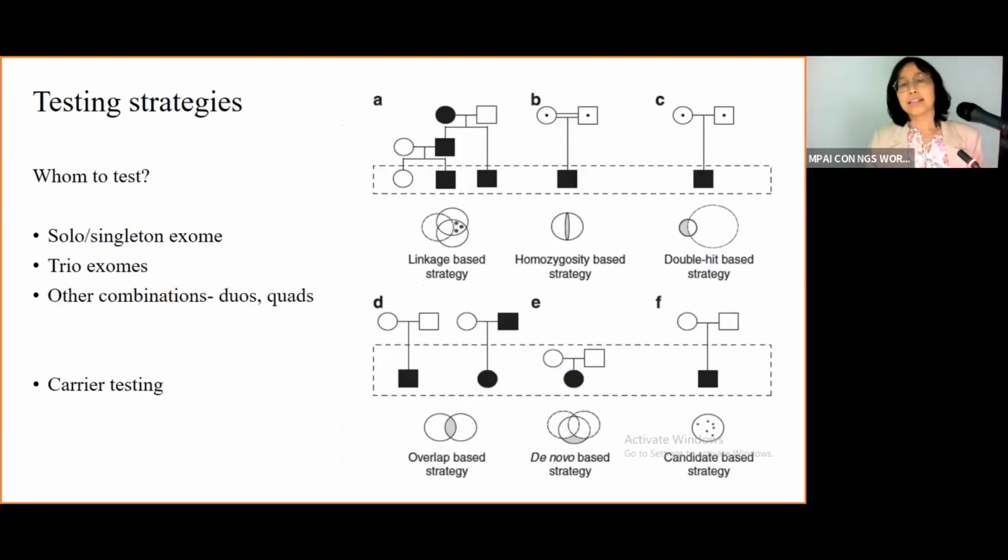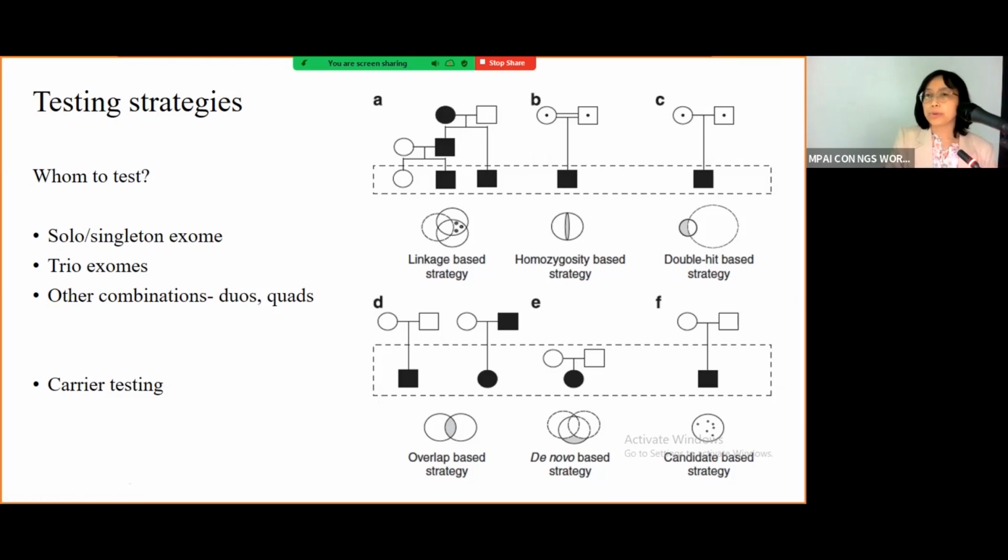Then another strategy is whom to test. Do we test only the patient? Do we test the family members, the parents, the affected sibling, unaffected sibling, etc.? There are many strategies, and based on this, the yield differs. Based on what you are looking for, we have different strategies. Like if we do only a solo exome or a singleton exome, that is the proband only. In these cases, the diagnostic yield is obviously decreased because we don't have the added advantage of segregation.